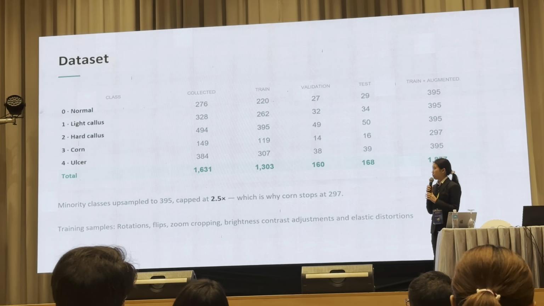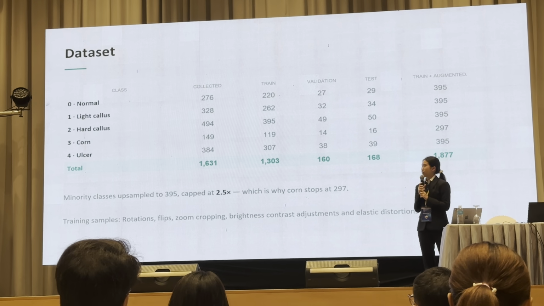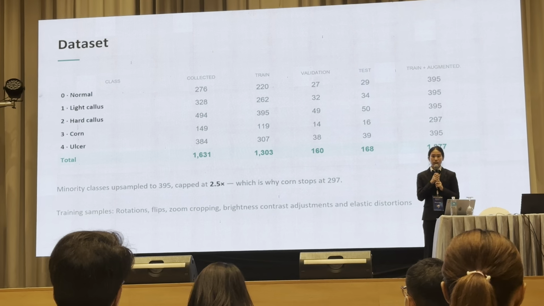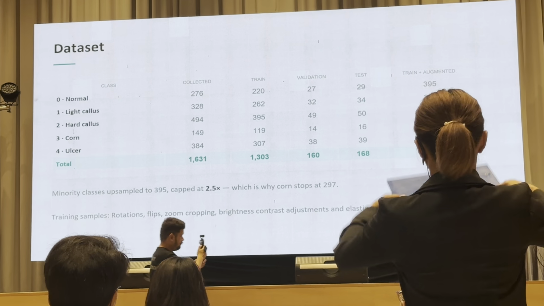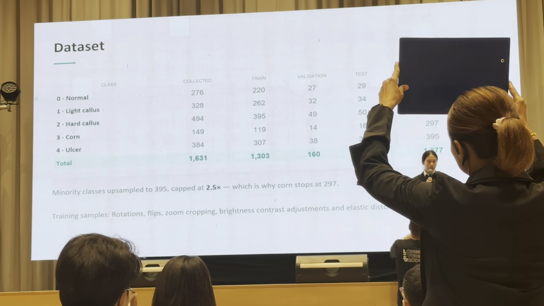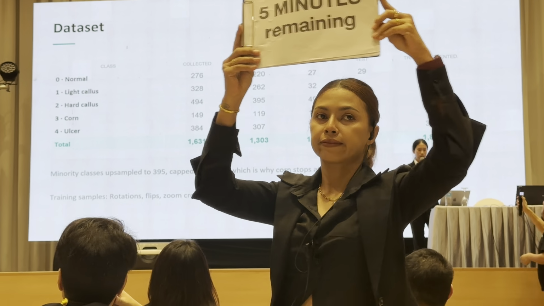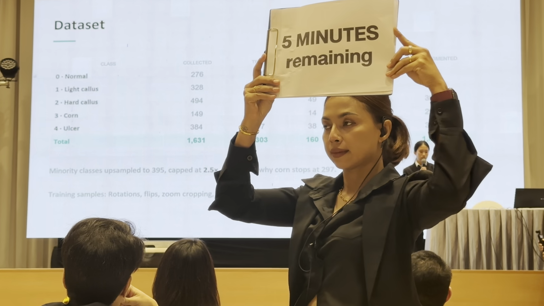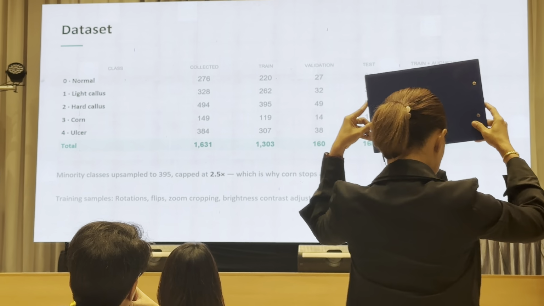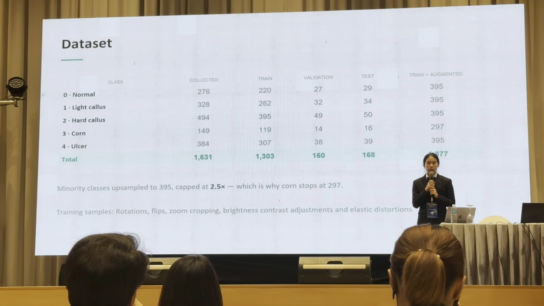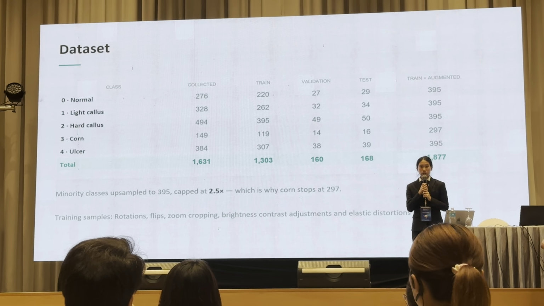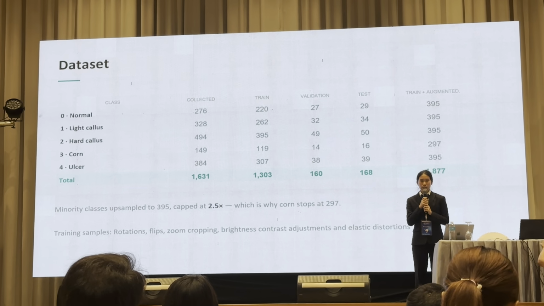Now that we've seen the workflow, let's take a closer look at the data set. Our data set consisted of 1,631 images in total, and we collected them from publicly available sources and screened to remove low quality and irrelevant results. The retained images were then classified by a surgeon and 2 specialist nurses into 5 different categories.